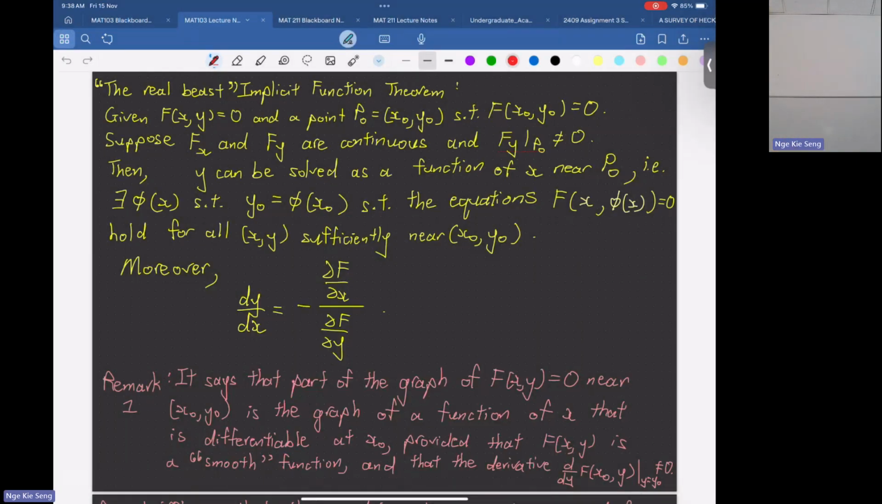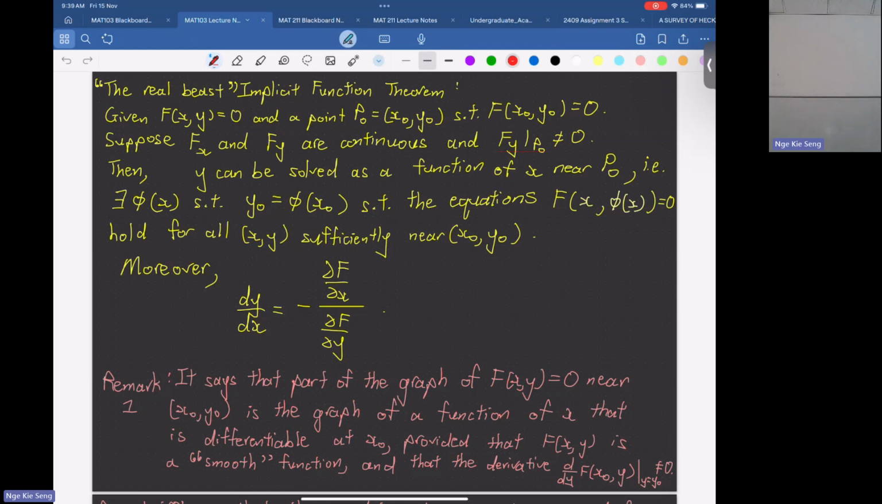So the theorem in full is this. If you start with a level curve and pick any point x naught, y naught that lives on the level curve, and actually you require f_x and f_y to be continuous, and obviously you need f_y to be non-zero because you are dividing. Remember, every time you divide, you have to make sure the thing you divide by is non-zero. Then y can be solved as a function of x near that point. That's all we need. You can write y in terms of x there.